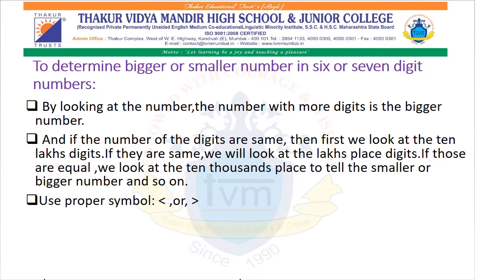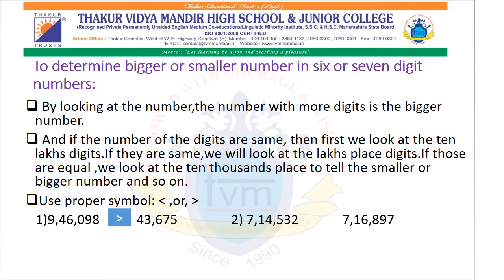Let me explain this with an example. Your first number is 9,46,098 and the second number is 43,675. Looking at the numbers, one is 6 digit, the other one is 5 digit. So naturally the 6 digit number is greater than the 5 digit number.